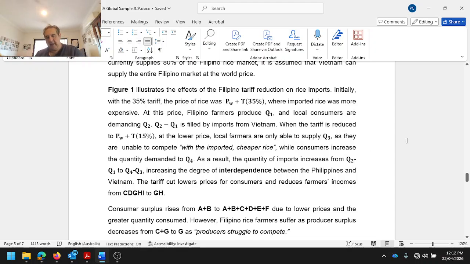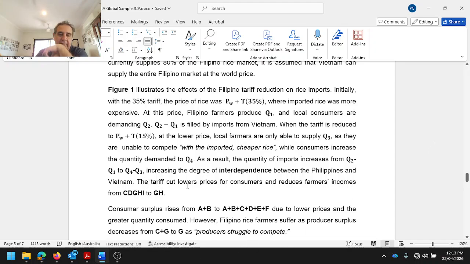So again, analytical, it's just a basic analysis. Price comes down, local consumption goes up, local production goes down, leading to an increase in imports. And in this case, he finishes off that analytical paragraph with a link back to the key concept, which is beautiful, right? Because if you up the amount of imports, clearly you are increasing the degree of interdependence between those two countries. So I really love it when I see that.